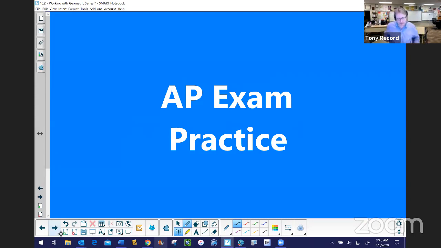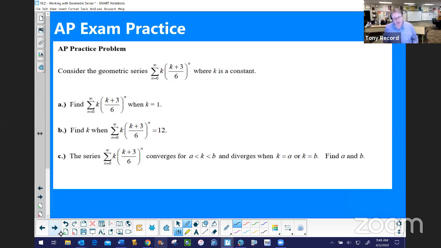All right, the AP exam practice problem is another fantastic one, a 3-part problem that does a great job of leading into Brian's discussion on power series and the interval of convergence on Monday. You're going to be given this particular series with this unknown k, and you're going to find the value of this series when k is 1, find the value of k if that series is equal to 12, and knowing that the series converges when k lies between a and b, find out what the a and b values are. So it's a wonderful problem to lead into that.